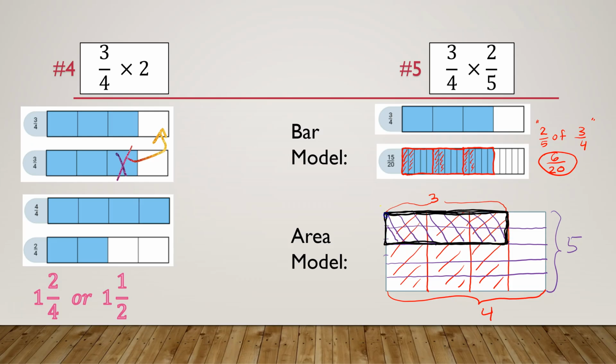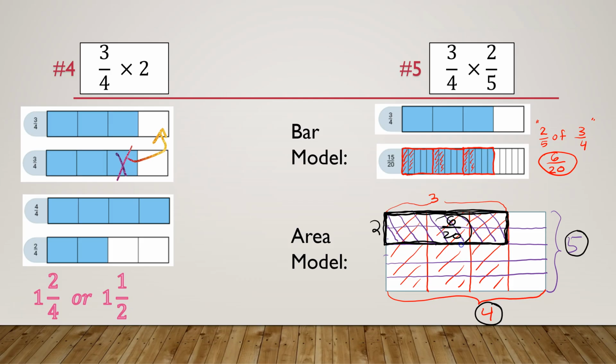Well, 1 is the whole rectangle. The whole rectangle is a 4 by 5. A 4 by 5 is 4 groups of 5 equal parts. So that would be 20, right? So my denominator is 20. And my numerator is a 2 by 3, and that is 6 equal parts out of 20.